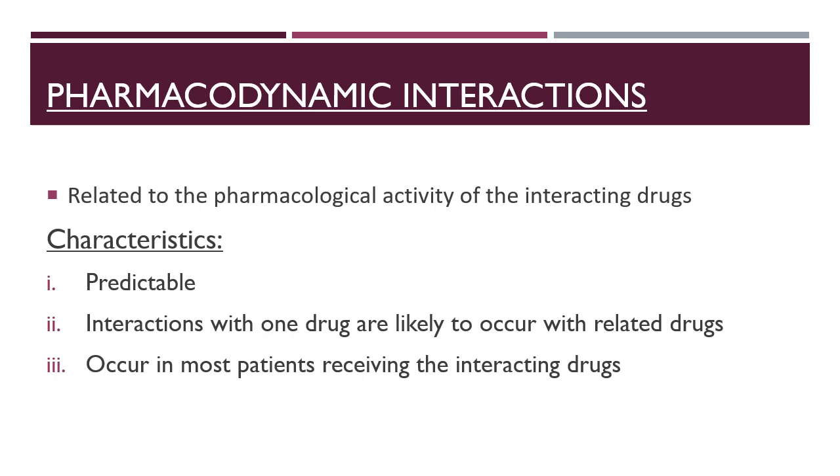Pharmacodynamic interactions. You have been told that there may be addition, synergistic, or antagonistic effect on the same receptors or even on different receptors. What are the characteristics of pharmacodynamic interactions? These are predictable. An interaction with one drug is likely to occur with a related drug, say drugs of the same group. So if there is an interaction with one drug, that is expected to be the same with the other related drug. These interactions also occur in most patients receiving the interacting drugs.